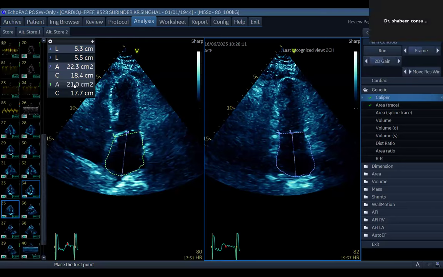Okay, sir. Now I have to get the index value. The index value is divided by body surface area. Suppose the body surface area is 2. I divide by 2 and get 37.5 ml per meter square body surface area. It means my LA volumes are large. They are more than 34 ml per meter square body surface area. Okay, sir.